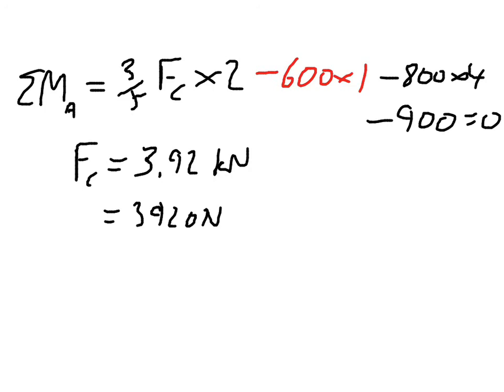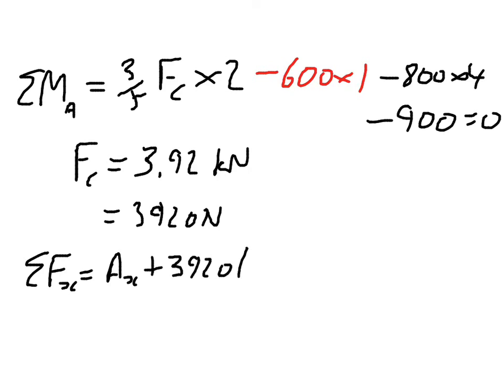So then I'll do my sum of my forces in my x direction, which is going to be AX, and it's going to be plus 3,920 times 4/5. So I can rearrange that to find AX, and AX will equal minus 3133 newtons.